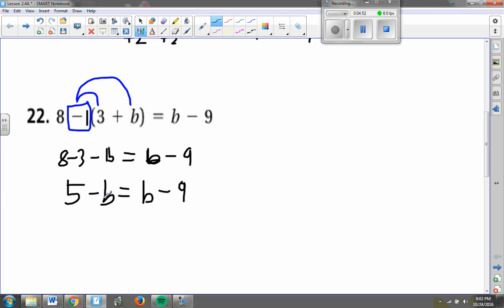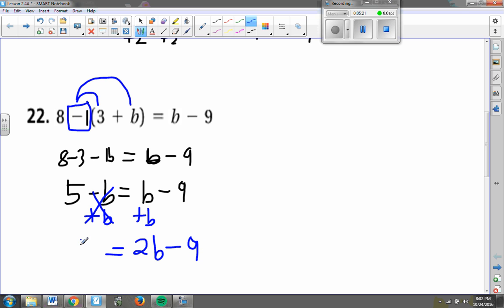So now I need to move all the b's to one side. And because I want to keep my b's positive, whenever I can, I'm going to try to add b's to both sides. Plus b to both sides. Because that'll cancel out this side. A minus b and a plus b will go away. And then b plus b, well, I got 1 here and I got 1 here, so total I have 2b minus 9. And it's equal to 5.